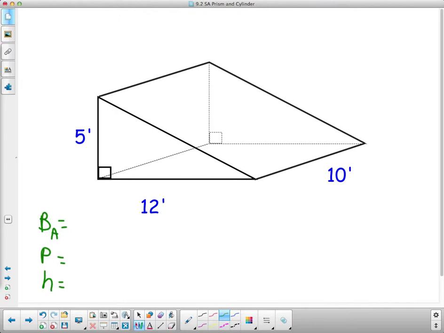So when you're thinking base area, think of that triangle. Okay, so how do you do the area of a triangle? 1/2 of 5 times 12. Triangles are one half base times height. So the area of that triangle is 30.